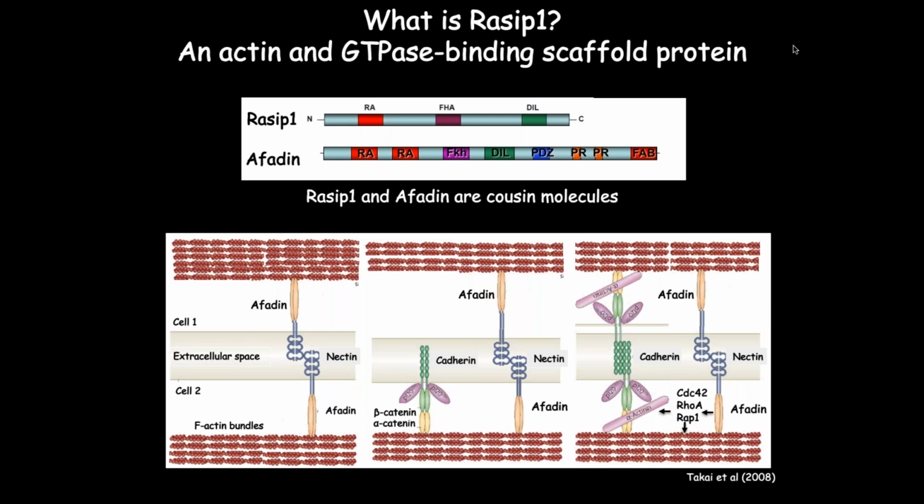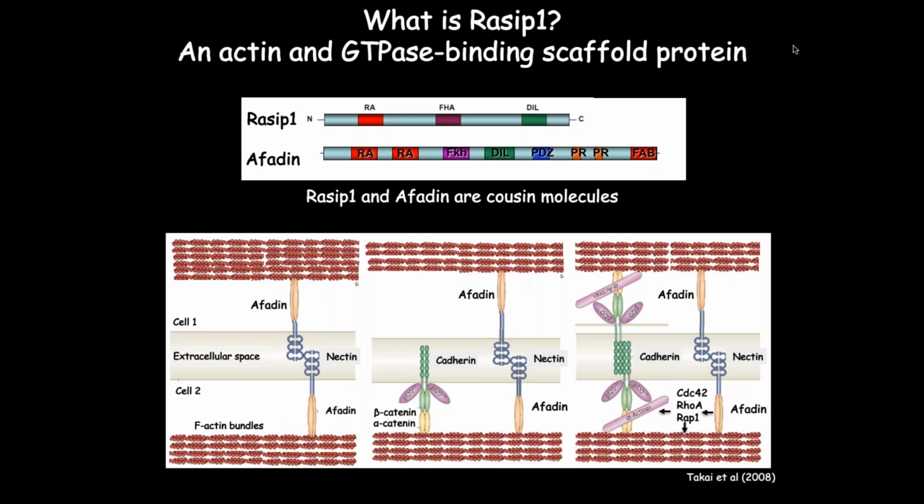And so here I show you three panels showing different stages of junctions, what cells do when they first meet. When they first meet, nectins engage, and then they start to recruit additional junctional proteins such as cadherins. And afadin, it's kind of vague in the literature, but it's thought to do that via these GTPases. And so this just told us, okay, maybe RAS-IP1 is playing an analogous role.